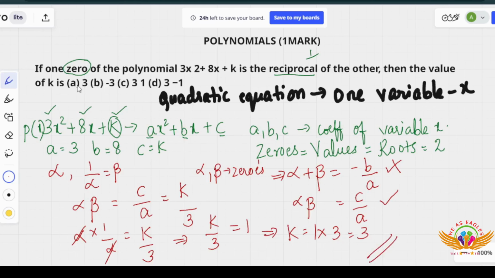So which option is that? That is option A, 3. Alright, so this is the way we need to find out the value of k by using our two formulas, sum of zeros and product of zeros. Always be sure that in the question they will be giving some other clue or some other things. So please go and see the given information in the question. By taking that given part, we are going to solve and find out what they want.